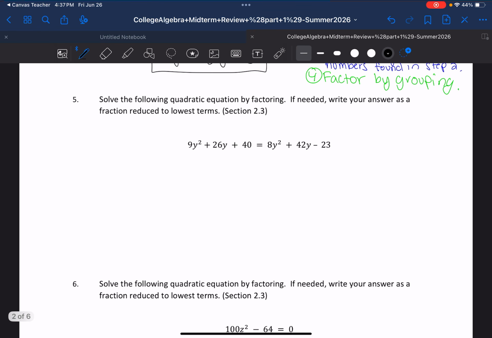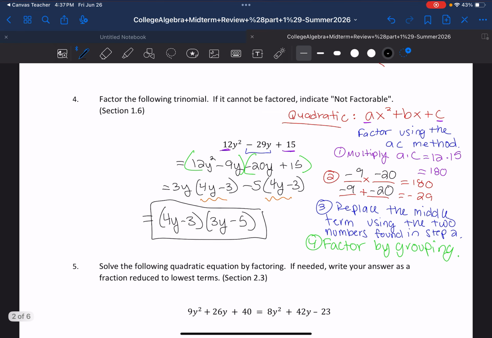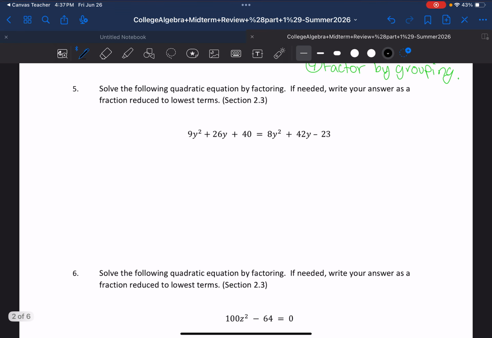Okay, number 5, this is moving into section 2.3 now. So section 1.6 was all about factoring techniques, and section 2.3 is all about using those factoring techniques to solve equations now. So now we see an equal sign. So they want me to solve this quadratic equation by factoring.